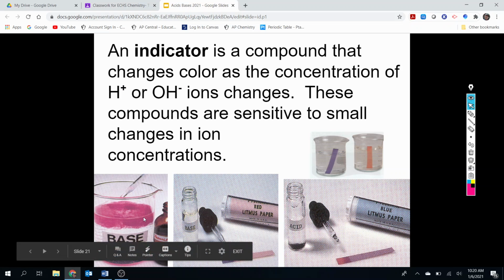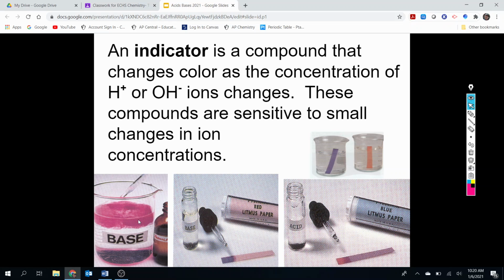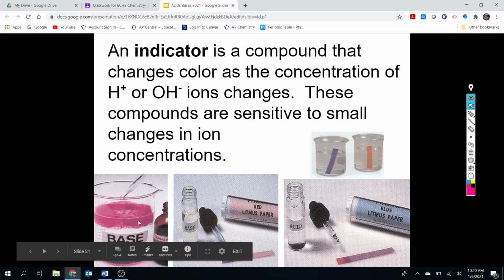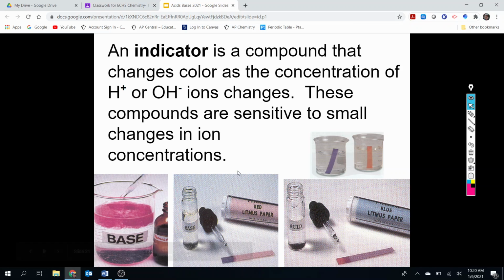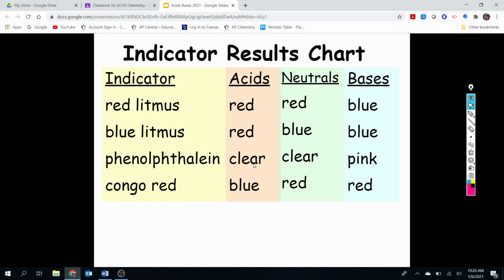This is one called phenolphthalein, and it actually turns pink in bases. So anything above a pH of about 8, and we'll talk about the pH scale in a moment, anything 8 or higher tends to make it a little bit pink, whereas in an acid it remains clear, or in a neutral solution it remains clear.